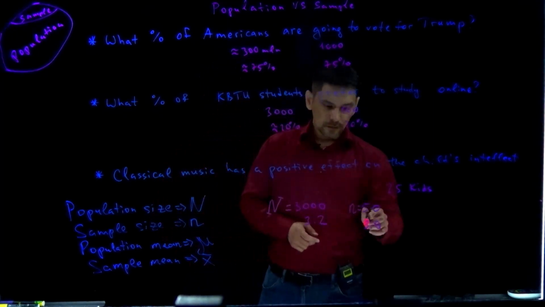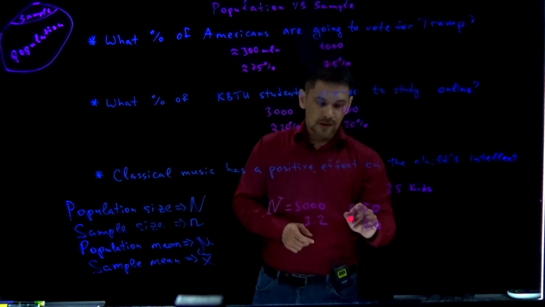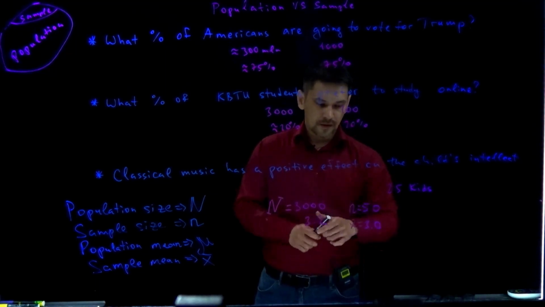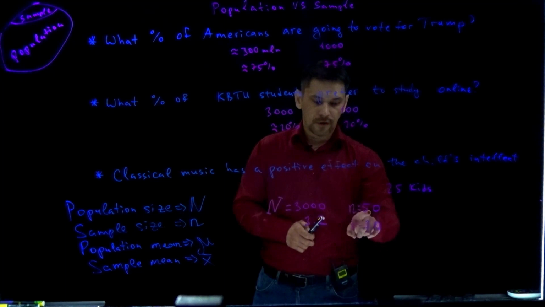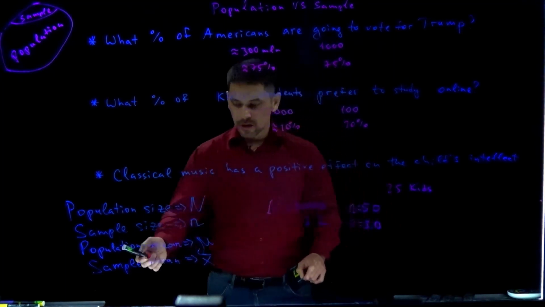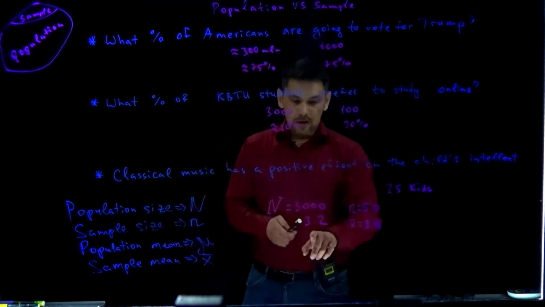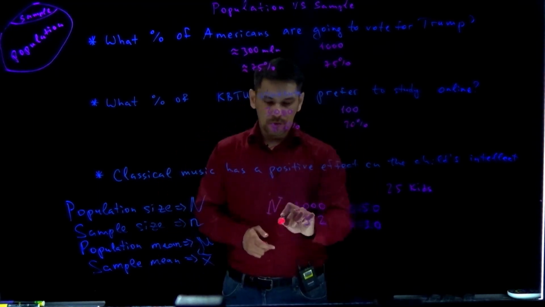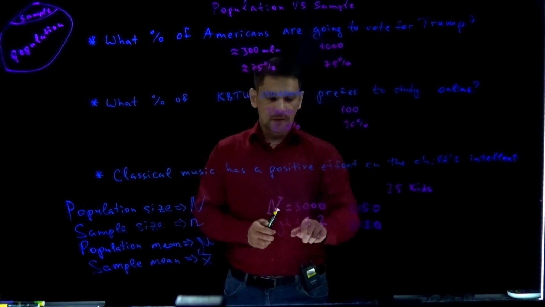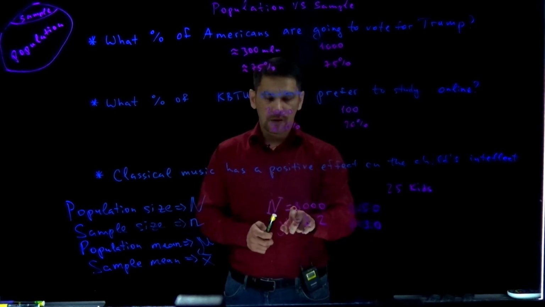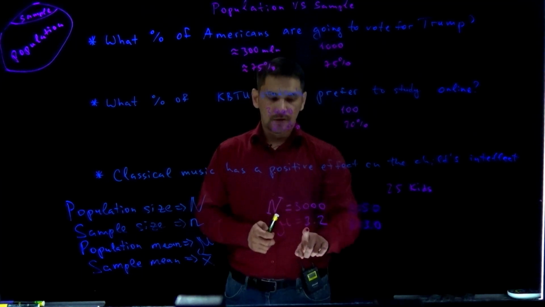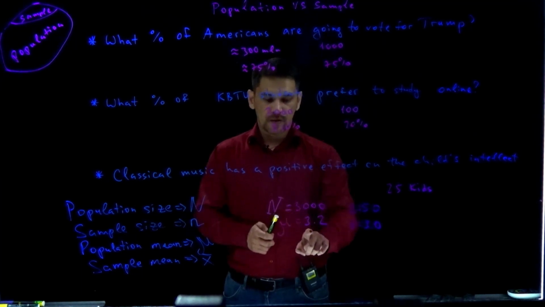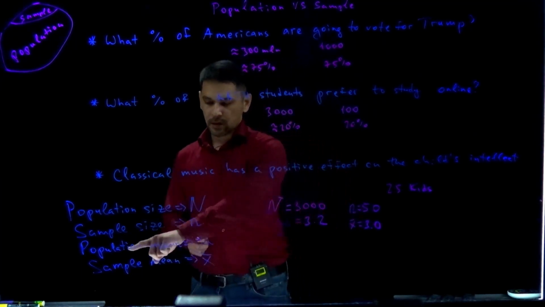Now, 3.0 is an x bar. Why? Because this is the average GPA for the 50 KBTU students. This is the average for the sample. That's why it's called a sample mean. Whereas 3.2 is the population mean. It's a mu. Why? Because this is the average GPA for all the 3,000 KBTU students. This is the average for the population. That's why the symbol for it is mu, which is the population mean.